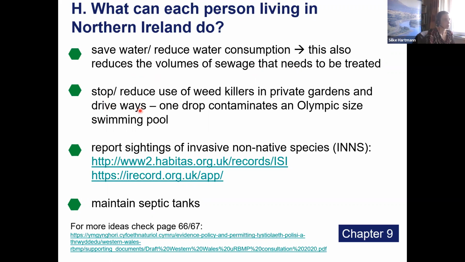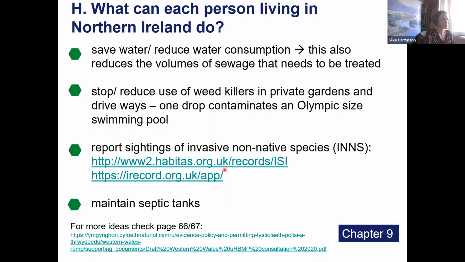We can stop or reduce the use of weed killers in private gardens and driveways. One drop of a pesticide contaminates an Olympic-sized swimming pool. So I'm talking about a pool 50 meters long, 2 meters deep, 10 lanes wide. And it takes considerable money, technology, and resources to clean this up again, to make sure that water would pass the drinking water standard, as just one drop of the pesticide in that swimming pool would breach the drinking water standard.